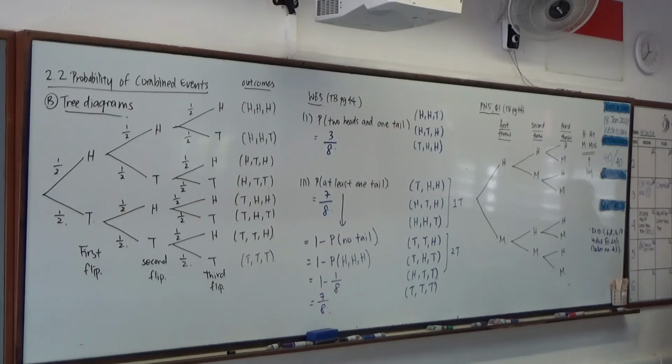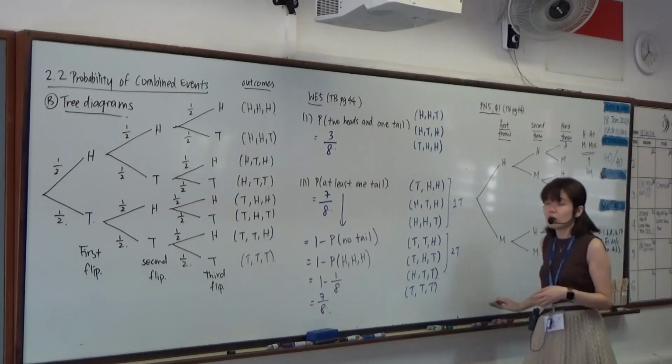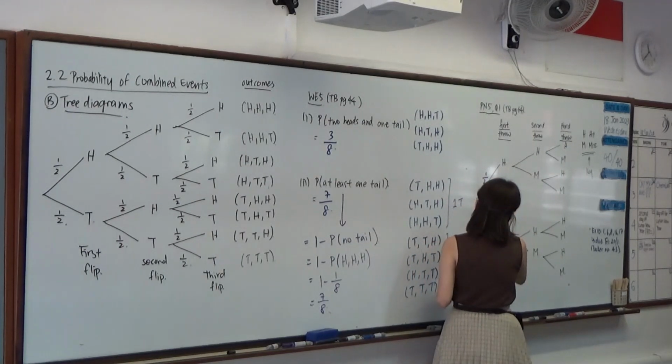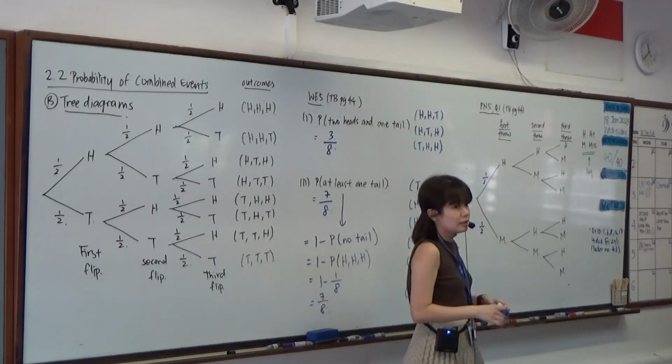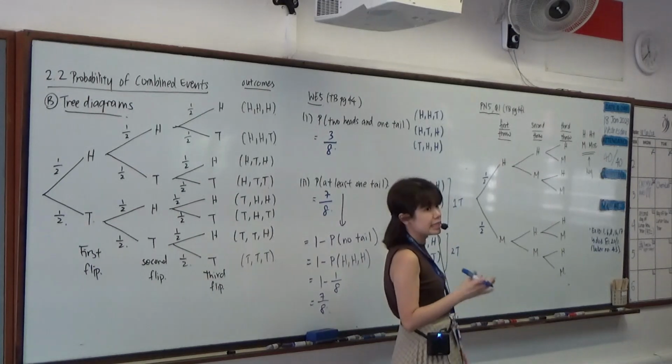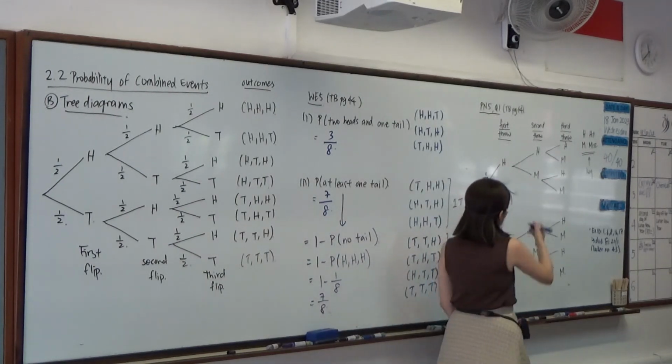Since the probabilities are all equal, in such a tree diagram, if you don't label, we assume that it's all equal. Otherwise you could put in the probability as well. Maximum probability is 1. So since they're equal probabilities, that means half each.